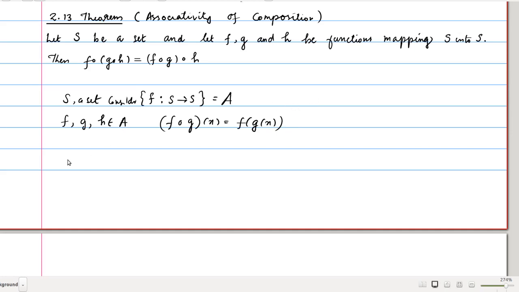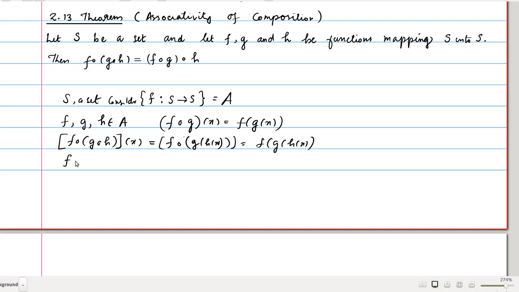Now you can verify the associativity of this composition, that is (f composition g) composition h. This is a function from S to S, so it is also a member of capital A. Then how will you evaluate (f composition g) composition h of x? That is f composition g of h of x, which is f of g of h of x.